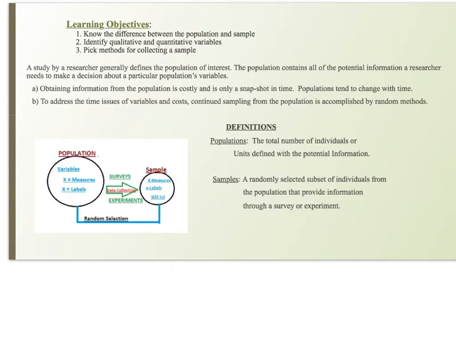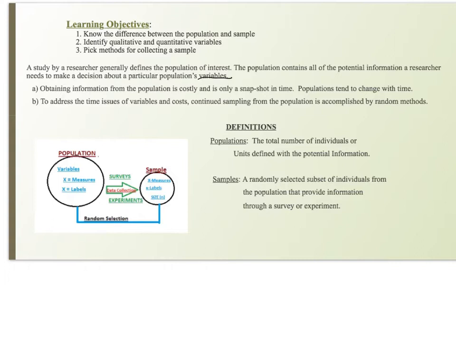So, a researcher generally defines the population of interest. The population contains all of the potential information. A researcher needs to make a decision about a particular population's variables. This is a very important piece of the puzzle, right?